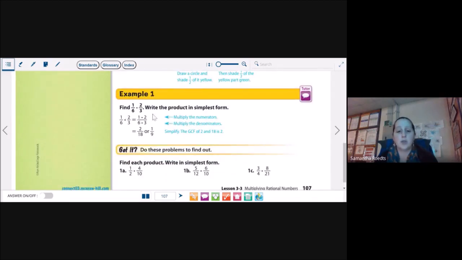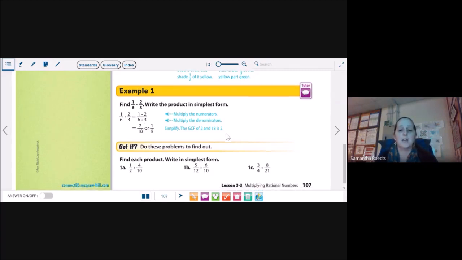Find 1/6 times 2/3. Write the product in simplest form. So 1/6 times 2/3, I multiply my numerators, 1 times 2, my denominator, 6 times 3, I get 2/18, and then I simplify to give me 1/9.